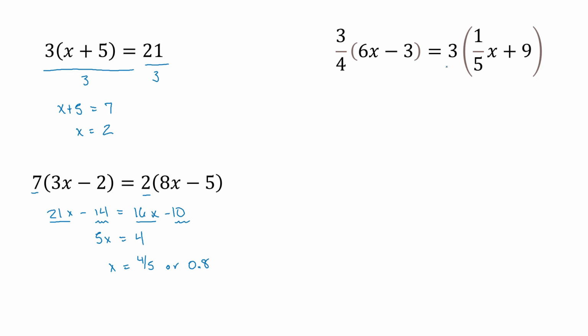Now for my more complex problem over here on the right. I am actually going to divide both sides by 3, and that gives me 1/4 times my quantity 6x minus 3 is equal to 1/5 x plus 9. Next, distributing my 1/4 gives me 6/4 x minus 3/4. And of course, the right-hand side of my equation stays exactly the same. Now I'm at the point where I'm going to combine my like terms.